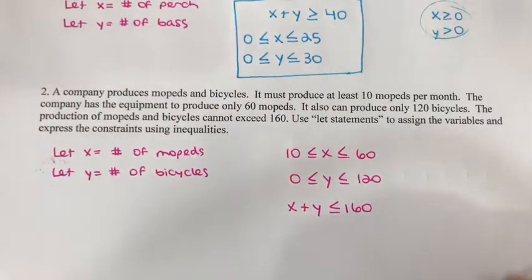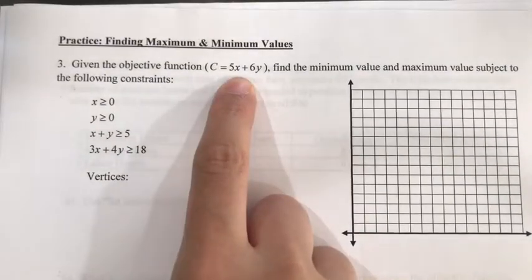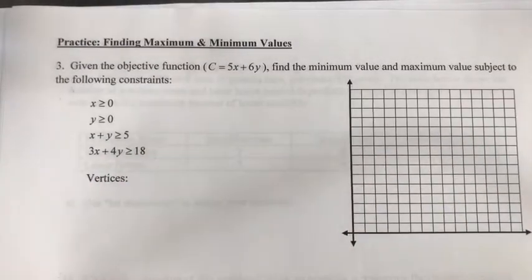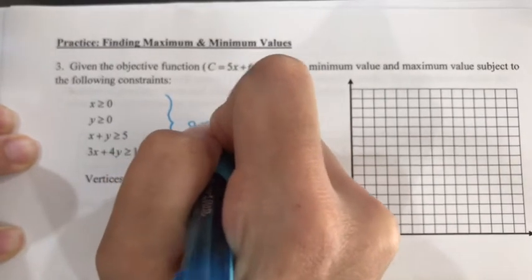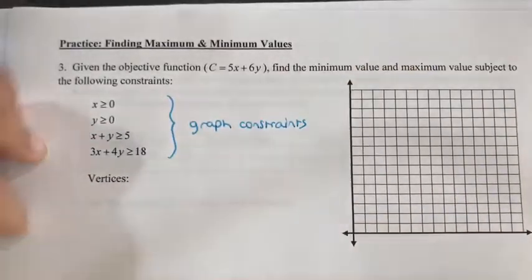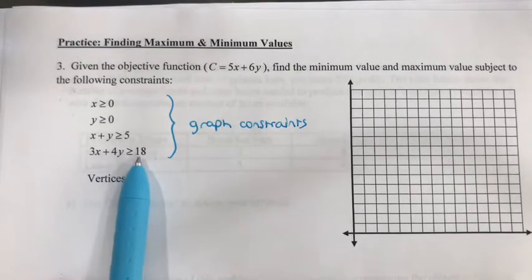All right, let's go ahead and jump to the next page. And here we have a problem where I'm giving you the objective function, I'm giving you the constraints, and we just need to find the maximum and minimum values. So our goal is always going to be to graph the constraints. Okay, so if I were to graph, I'm actually going to do this bottom one first.